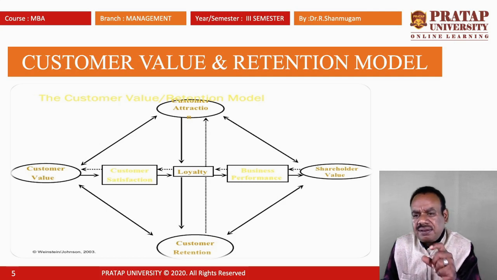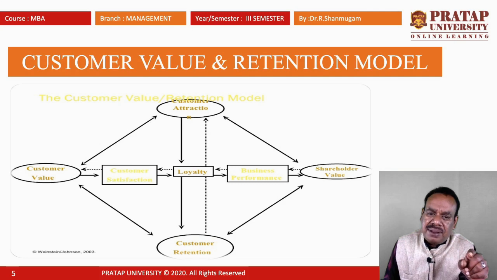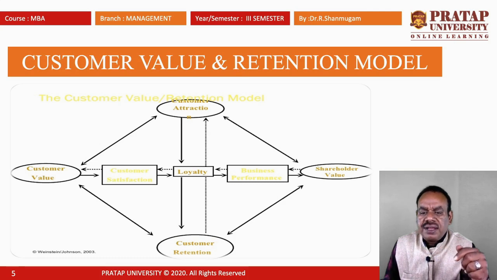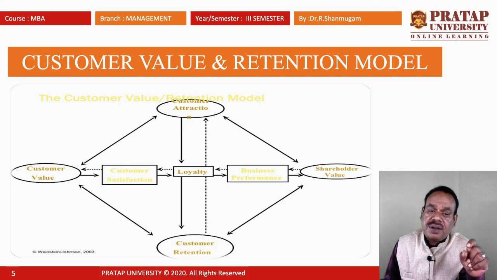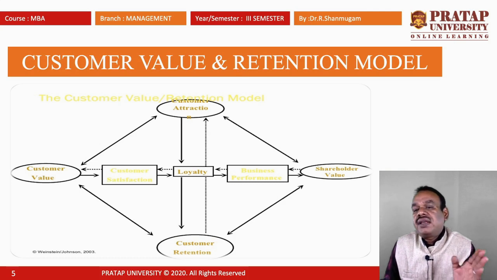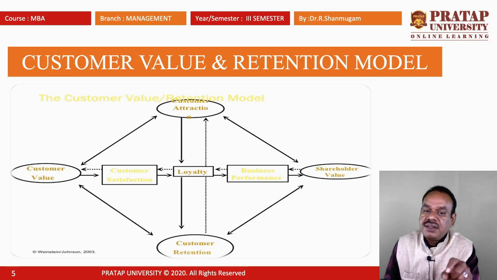The model shows customer value leads to customer attraction, leads to shareholder value, and customer value leads to customer retention, leads to shareholder value, and then customer satisfaction leads to loyalty, leads to business performance, leads to shareholder value. Here everything is two-way communication, reciprocation. At each and every stage they get feedback on whether their customers are satisfied or not. If not satisfied, they will never be loyal to the organization. If they are not loyal, ultimately it will affect the business performance and then the shareholder value. So the reciprocation should be made.